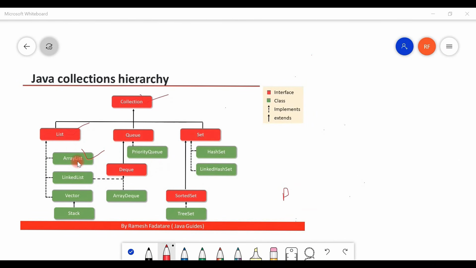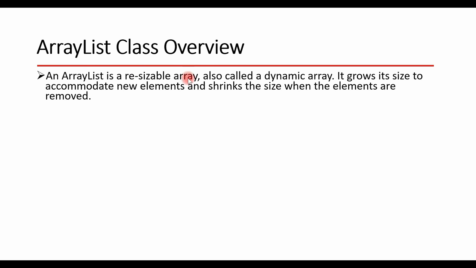So the ArrayList class is a very important candidate of the Java collections framework, and the ArrayList class implements the list interface, and the list interface internally extends the collection interface. Well, let's quickly take a look into the ArrayList class overview now. ArrayList is a resizable array, also called a dynamic array, and it grows its size to accommodate new elements and shrinks the size when the elements are removed.